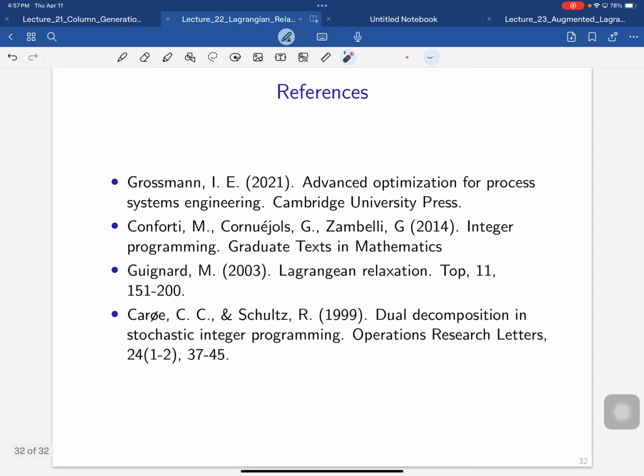Okay, so that's all the references we have. I would recommend you check this paper on Lagrangian relaxation. Everything I covered in the lecture is in this tutorial of Lagrangian relaxation, and this other paper is the one that can guarantee convergence. All right, so then I will move to the next lecture. Are there any questions here? Okay.